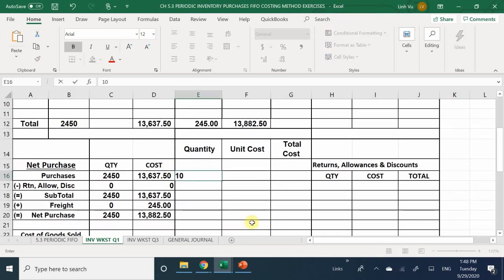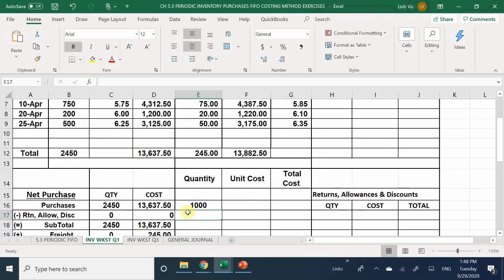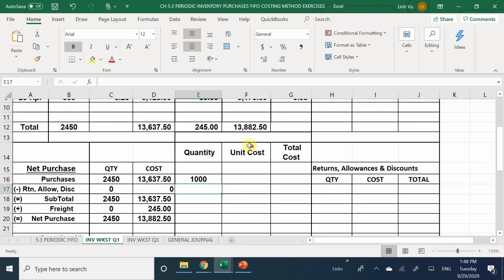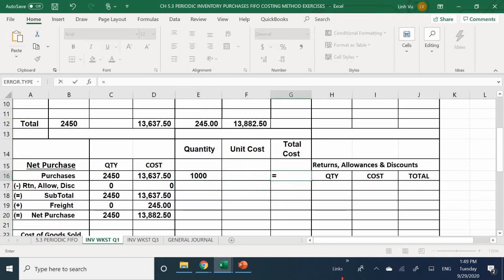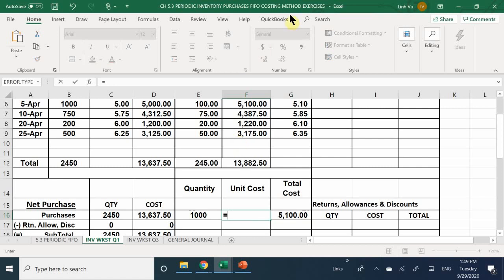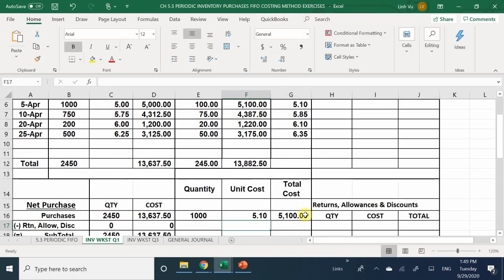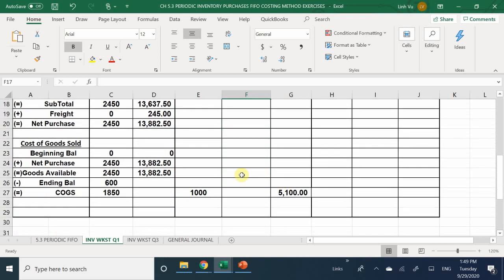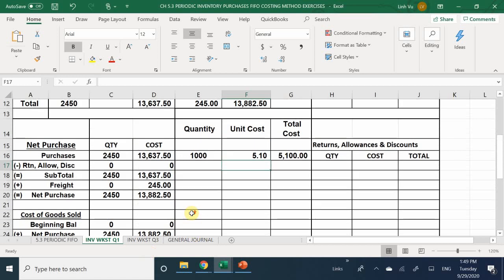So I need to recognize that I'm going to sell out the whole first batch that I originally bought on the 5th. Because we know we're taking out the whole thing, we don't need to calculate it. We know that whole batch is going to cost me $5,100. But for the sake of knowing where we got this piece of information, I'm going to copy the unit price up here, $5.10, just so we know where we grabbed this batch from. But we know it's going to give me a grand total of $5,100.